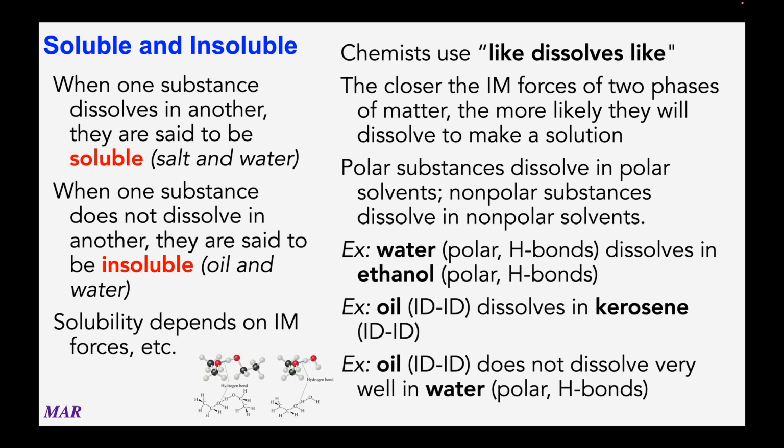So for example, water dissolves really well in ethanol. Ethanol is drinking alcohol, by the way. Just say no, kids. Anyway, ethanol has a polar hydrogen bond to it. It has an OH bond on it. So it gets along really well with water, which has lots of OH bonds. Oil dissolves really well in kerosene, all right? Oil and kerosene are both basically nonpolar combinations of molecules, and so they get along really well.